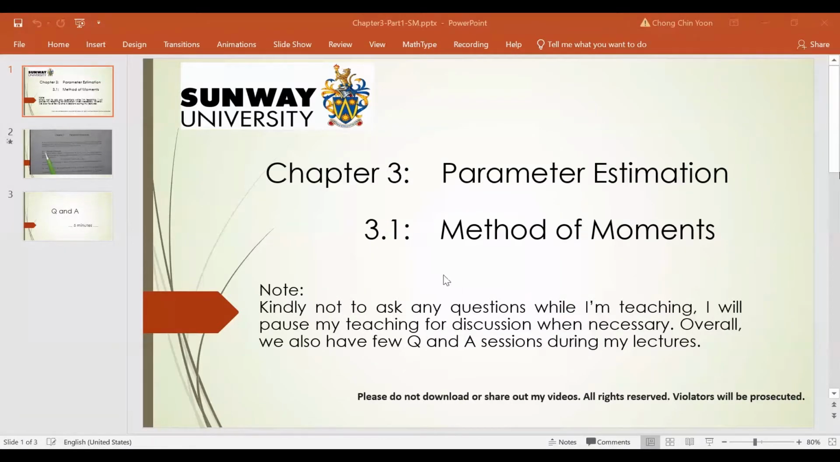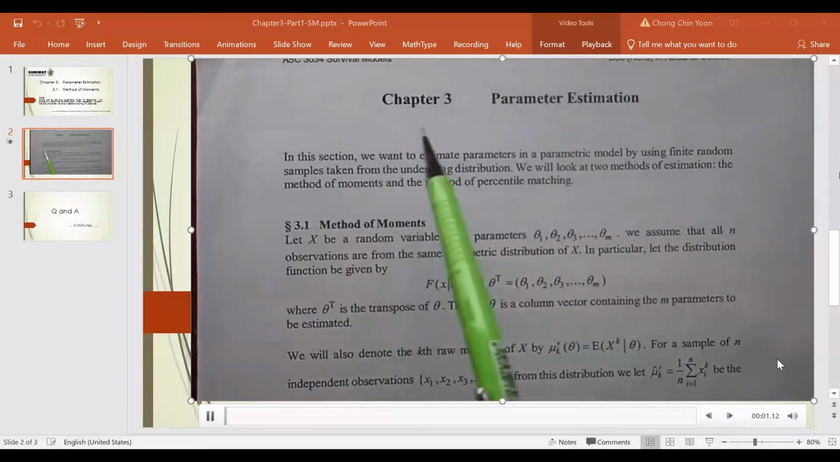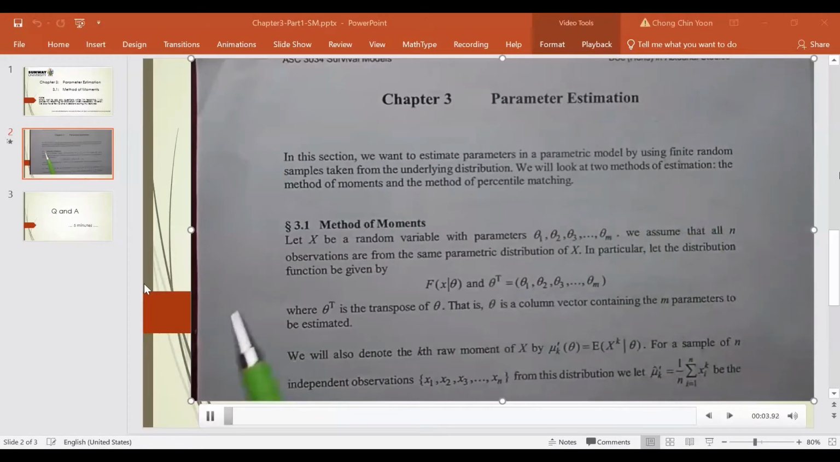We have two methods, class. The first method is using the method of moments. Chapter 3, Parameter Estimation. In this section, we want to estimate parameters in a parametric model by using finite random samples taken from the underlying distribution. We will look at two methods of estimation, that is, the method of moments and the method of percentile matching.